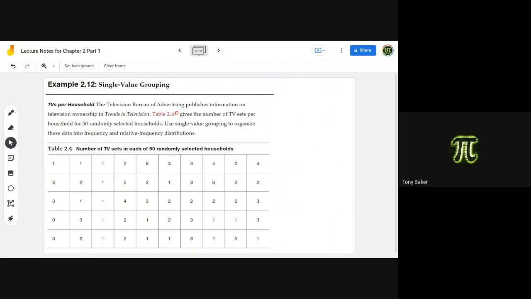So, here's an interesting question. Has anybody ever actually been a Nielsen family? Not the Nelsons. No. Nielsen's actually the people who tell you what you watch on TV.